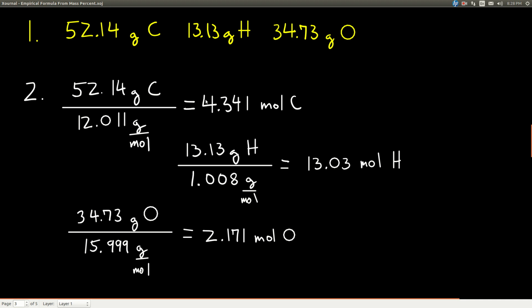So each of these numbers here I got from up here. The numbers in the denominators I got from the periodic table for that element. Alright, so now we know how many moles of each element we have. Now we're just going to divide by the smallest. Of these three numbers, 2.171 is the smallest. So we're going to divide this into these other two, just like this.